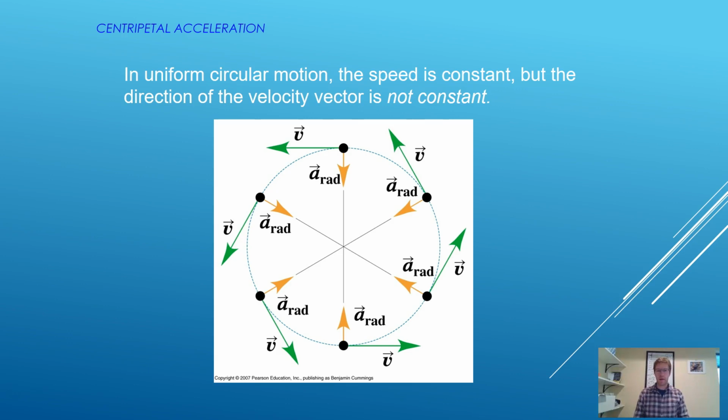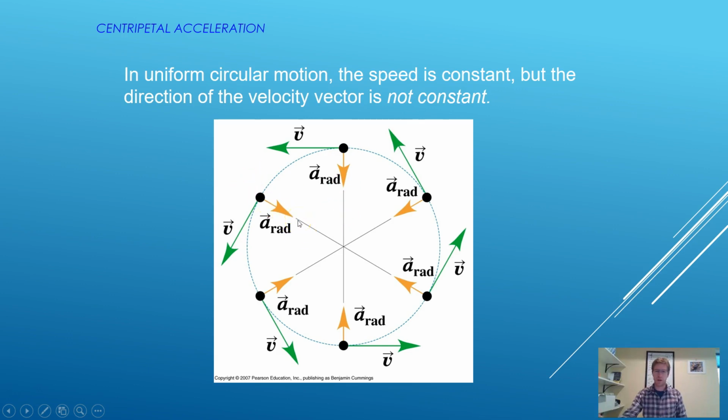And as we learned back in chapter 4, if the speed stays constant but there is a change in velocity, that means that the acceleration must be perpendicular to the velocity. So what you see as shown here is if you have a constantly changing direction but a constant speed for your velocity vector, you're going to have an inward pointing acceleration.